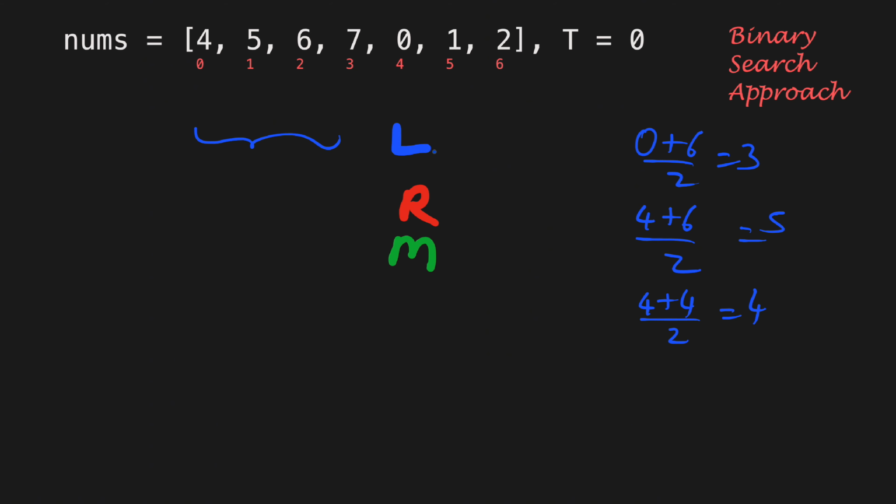Now the time complexity of this approach is O(log n), because at each step we eliminate half of the array, and to finally exhaust the whole search space and come down to only one element, that will require log n steps. Hence the time complexity of this approach will be O(log n). If you are interested in how to calculate this time complexity, please check out the binary search video.